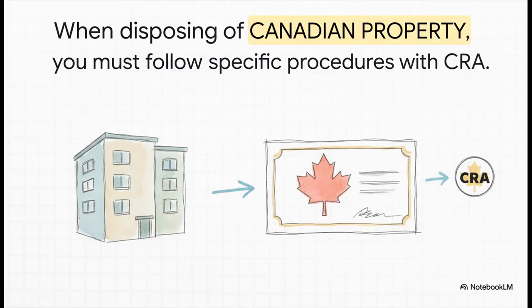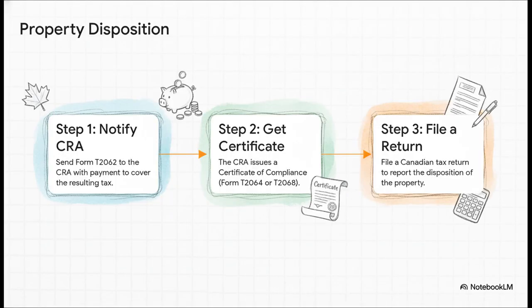Okay, another area that requires extreme caution is when a non-resident sells what the CRA calls taxable Canadian property. Now, this most often means real estate in Canada, but it can also include things like shares of certain private Canadian companies. It's a complex area. The compliance process for selling property is incredibly strict and it's proactive. Before the sale is even finalized, the non-resident seller must notify the CRA of the sale and pay an estimated tax on the capital gain.